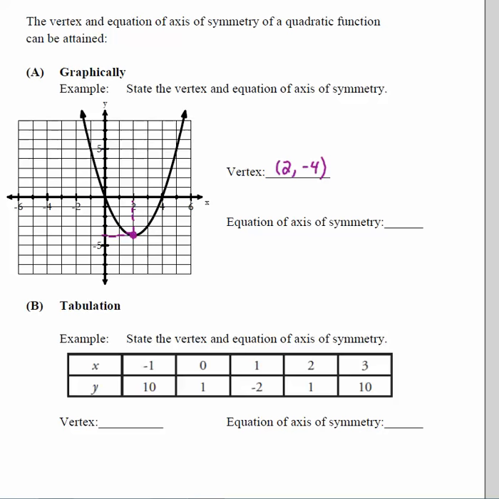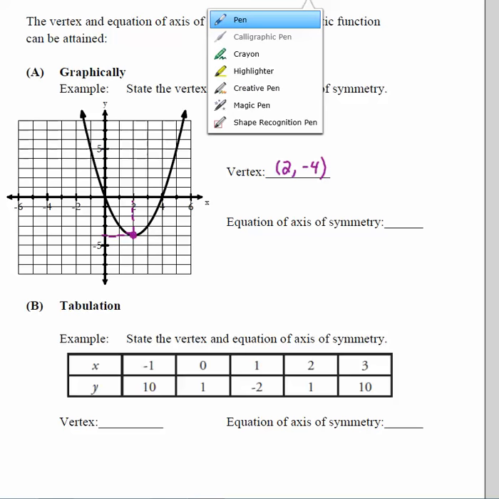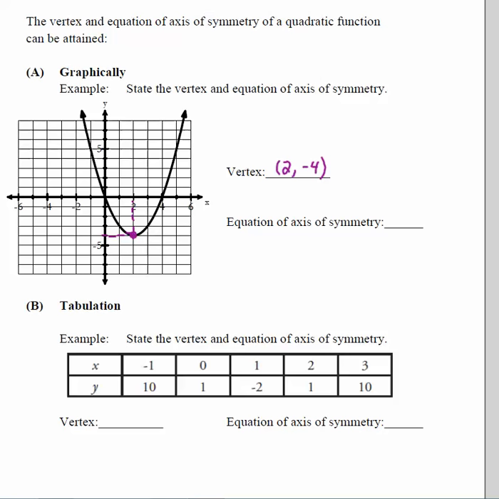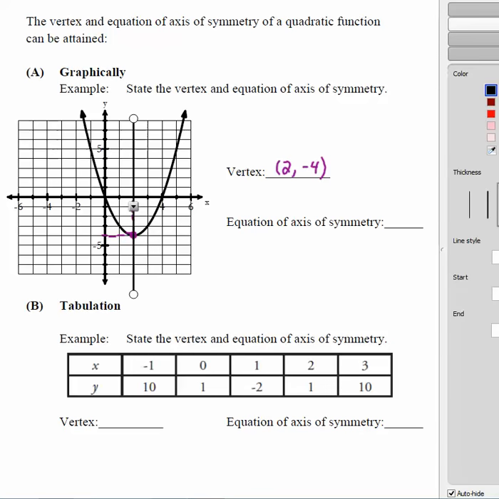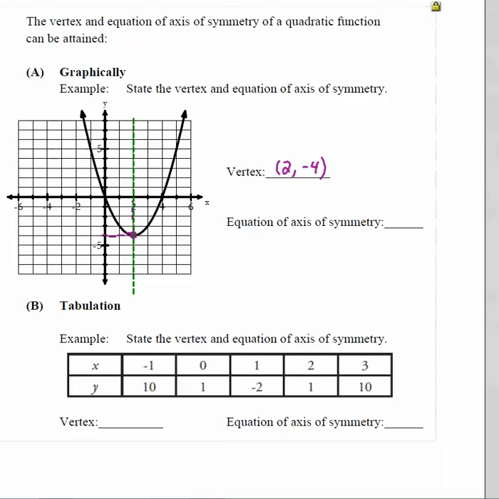Then the equation of the axis of symmetry. Your axis of symmetry is always a straight line that cuts your graph in half. And here we see it's going down through right there. I'll just change that to make it a little easier to see. And that's your axis of symmetry. In this case, we write it as x equals 2.